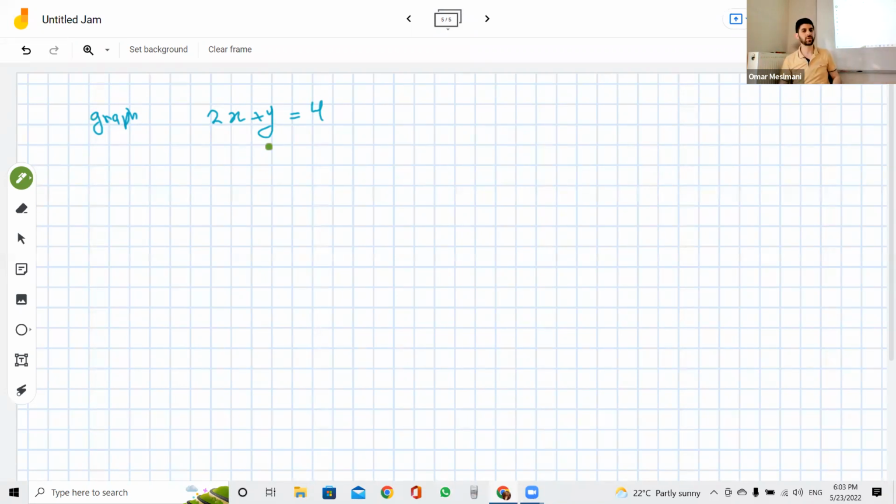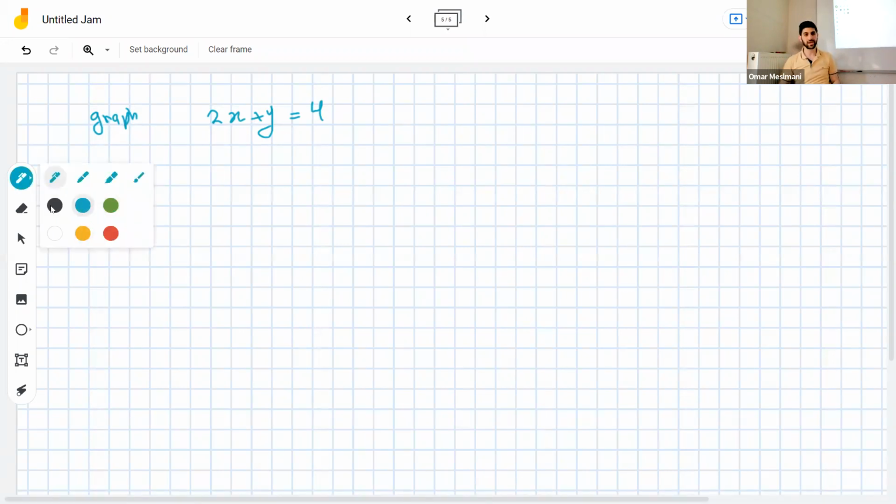All right. If you want to graph any equation like this, let's do it right now. First of all, you have to identify that you have a minimum of 2 points. Okay, minimum of 2 points. Let me show you this.